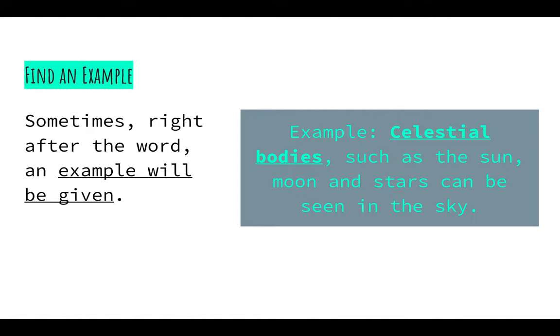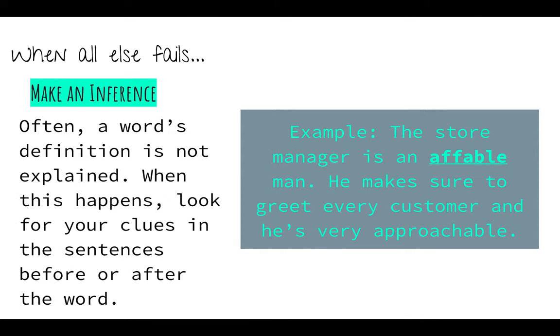Another thing we might be able to do is find an example. Sometimes, right after the word, an example will be given. For example, celestial bodies, such as the sun, moon, and stars, can be seen in the sky. We had a lot of examples in that sentence of what celestial bodies are, so we can probably figure out from our context clues that they're objects that are in space.